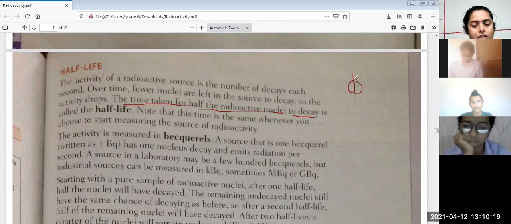When the radiation, the whole nucleus will emit radiations. Fine. When the nucleus reaches half of the level, the radiations will be less. So the time taken for the radioactive nuclei to reach half of the decay, we call this its half life. And this activity we measure in terms of becquerels.